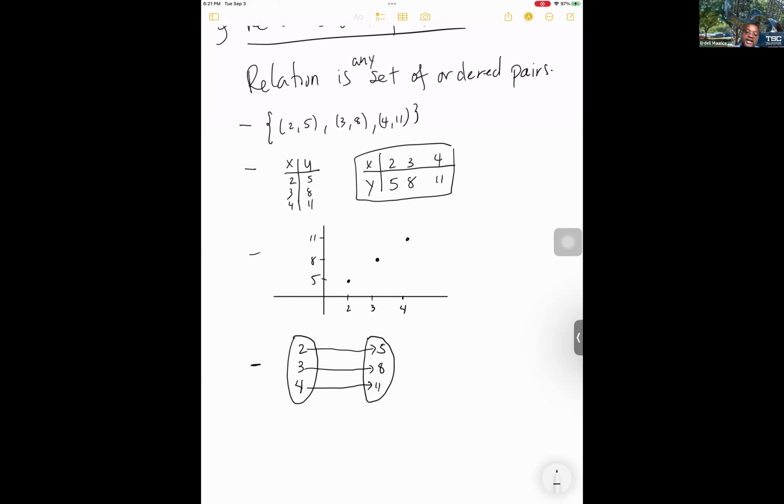For example, you can have a relation between the capital and the state. How many capitals do I know? I know Tallahassee is mapped onto Florida. What's the capital of Atlanta? Atlanta is the capital of Georgia, right? I hope so. Atlanta mapped onto Georgia. Albany is the capital of New York.